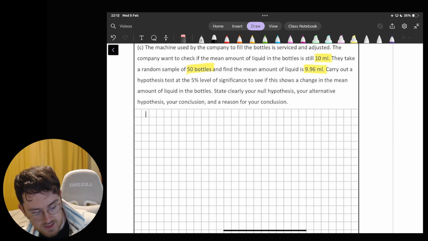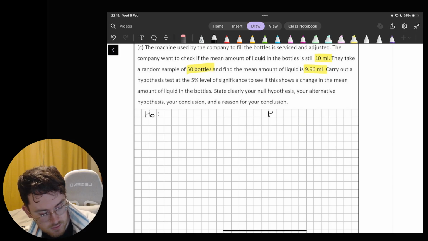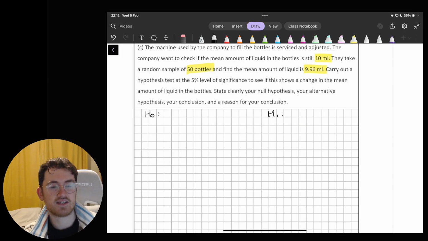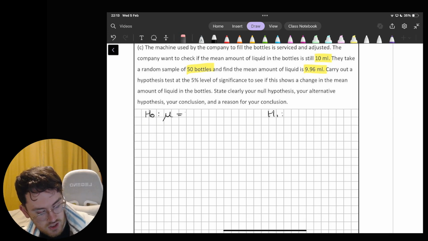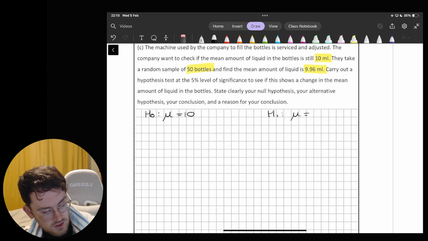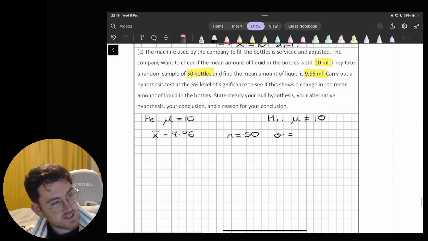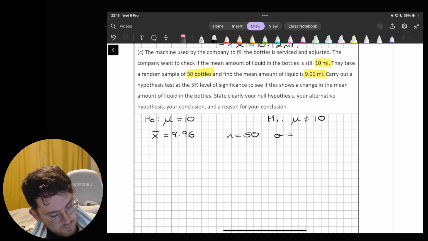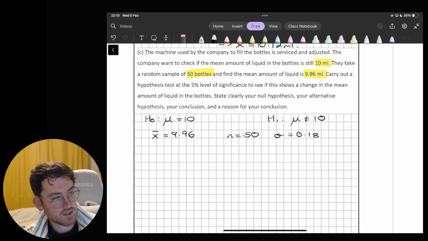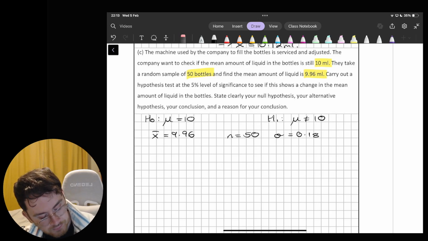We're working with means here, so we have different methods available to us. We might try a test statistic this time. So the null hypothesis is that the mean has not changed, that it's still 10. The alternative is that it has changed and it's no longer 10. The sample mean is 9.96. The sample size is 50. The standard deviation is still the same, I assume, because we're not told otherwise. So we'll stick with 0.18 for that one.